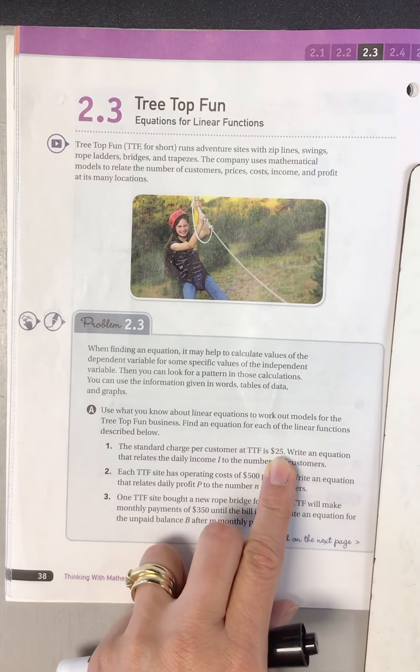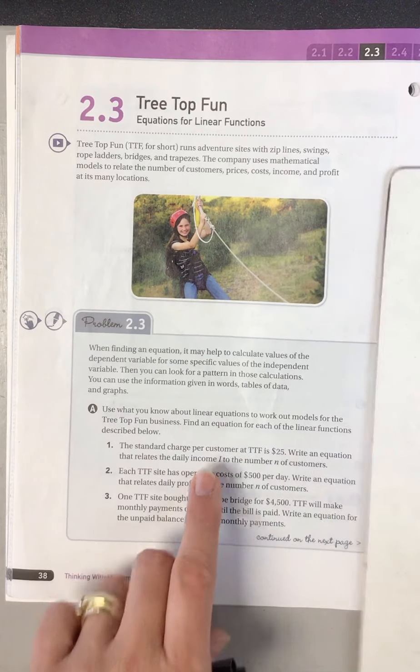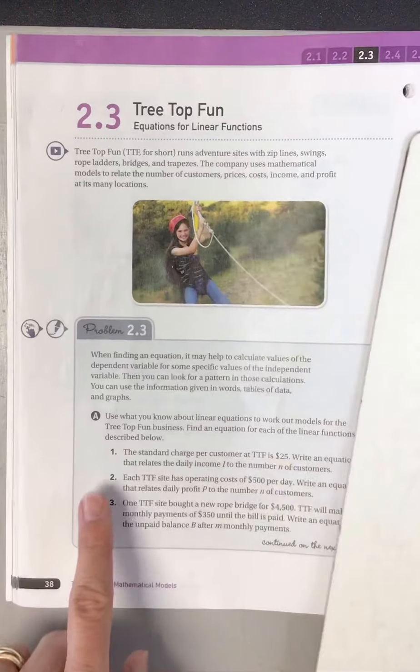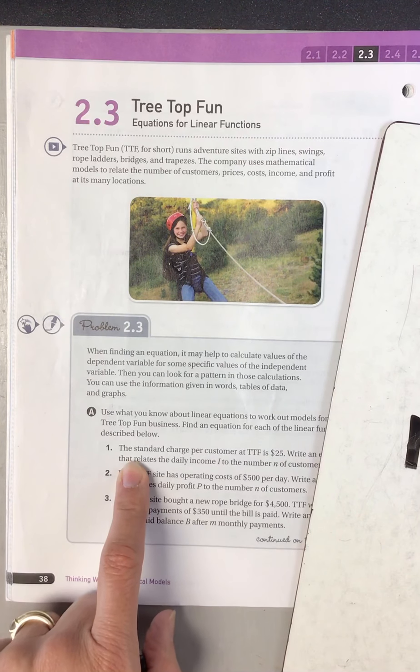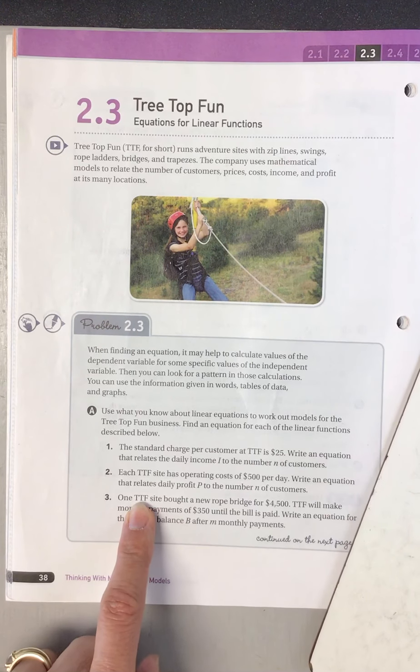So in question number 1, it's $25 per person. You calculate that to find out the total income. So you decide which of these two versions of the equation that you think is best for question number 1 for Treetop Fun Business.